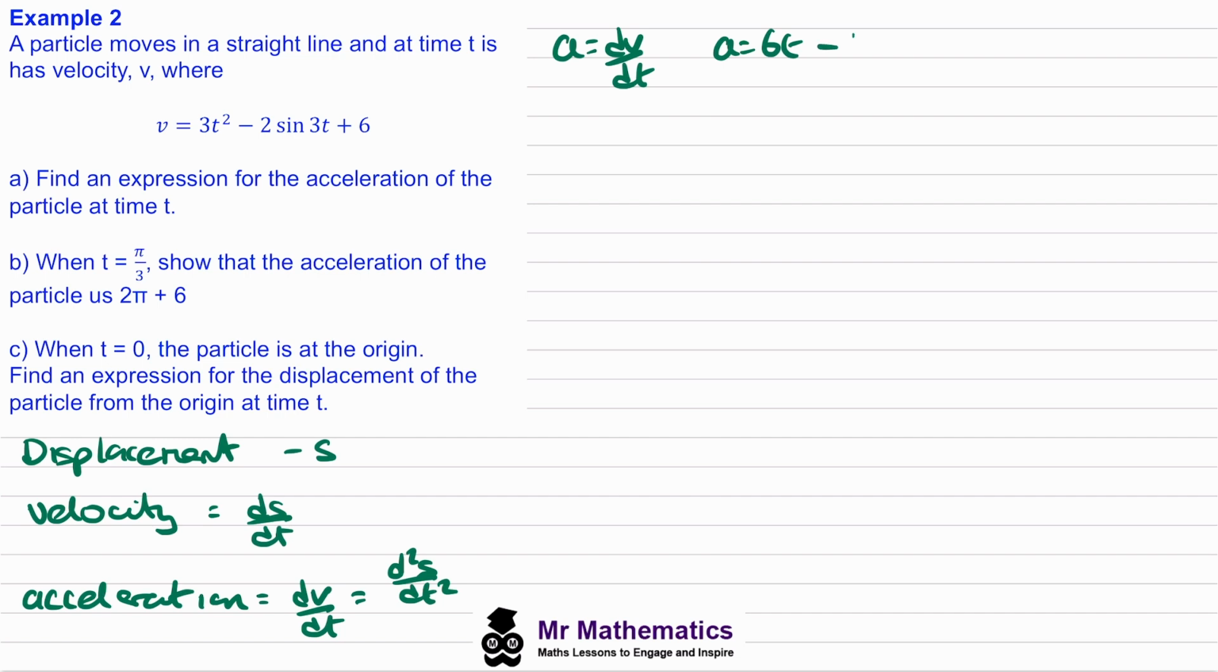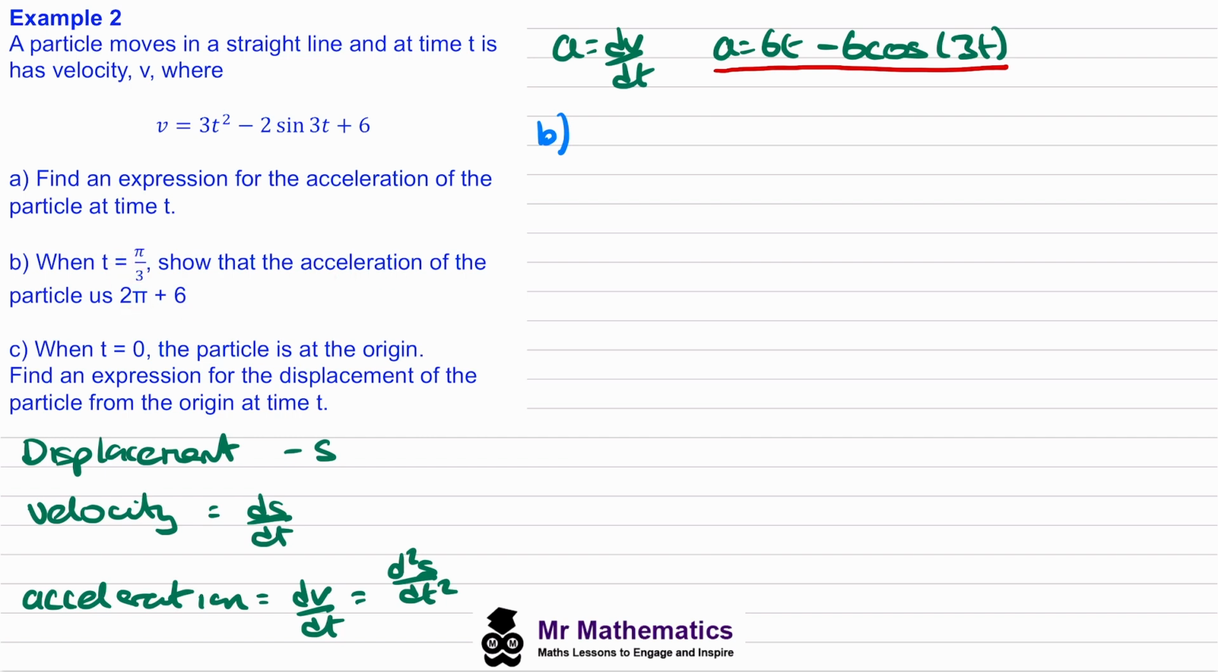So this will give us minus 6 cos 3t. And this constant of 6 will just go. So this is our expression for the acceleration in terms of t. For part B, when t equals pi over 3, showing that the acceleration is 2 pi plus 6.